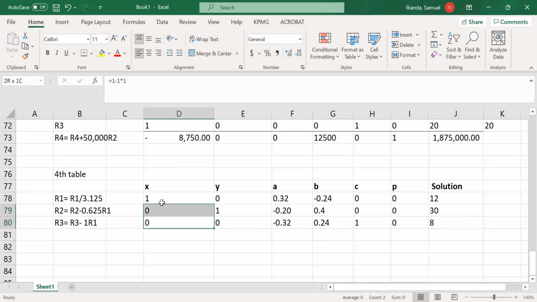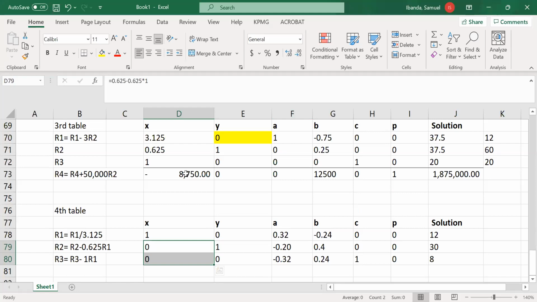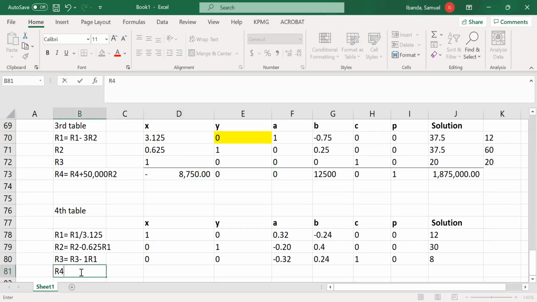So you've gotten 0 here. Now what you don't have is a 0 here. You have to get a 0 here, you have to get a 0 here, you have to get a 0 here. Okay? So for us to get row 4, a 0, this is what we are going to do.